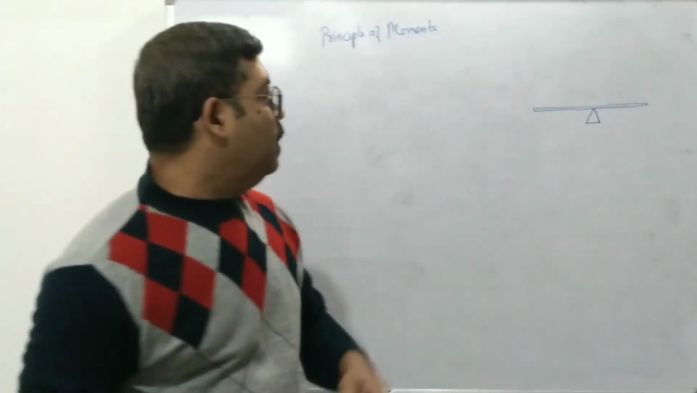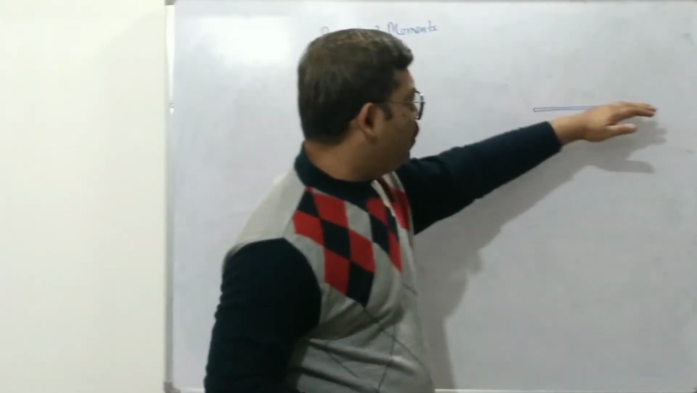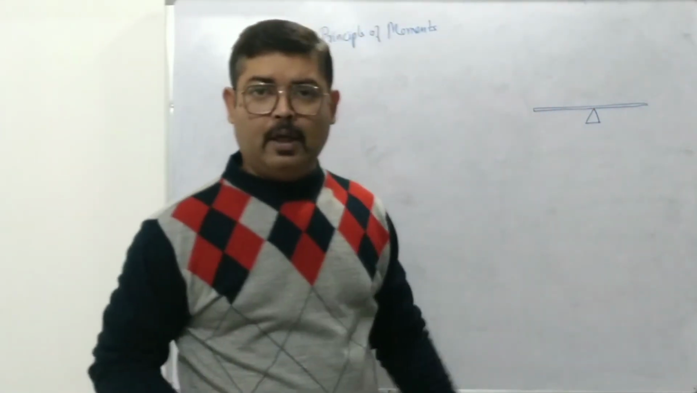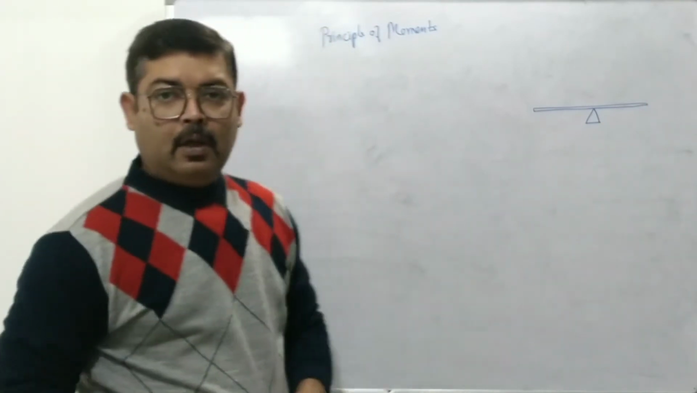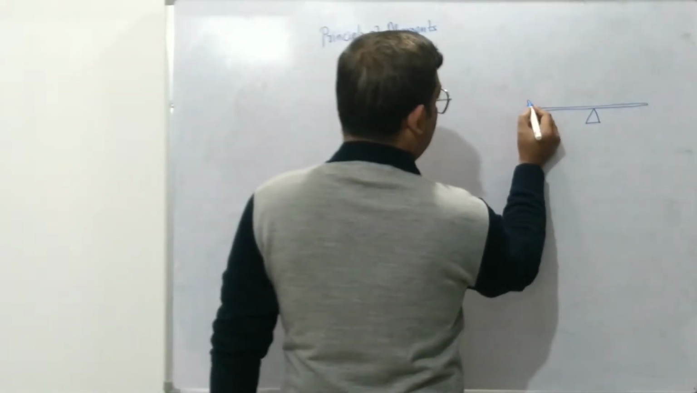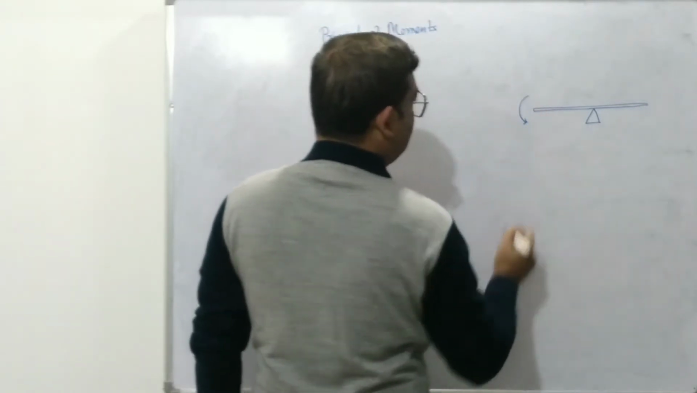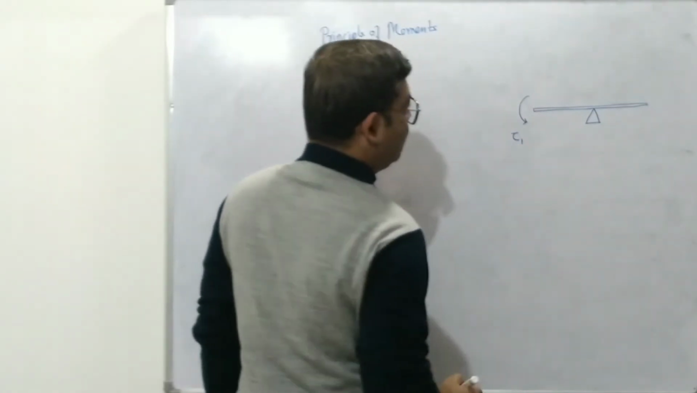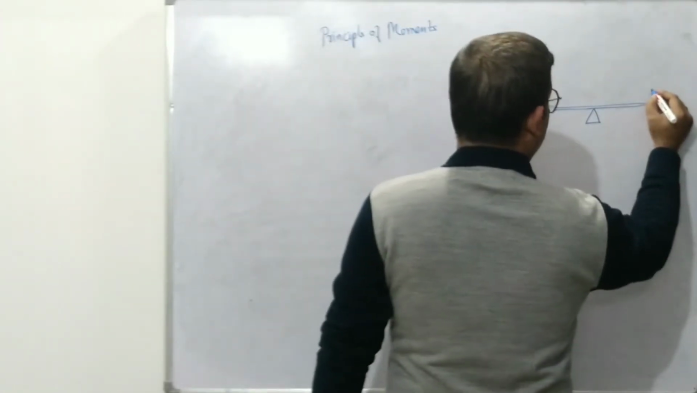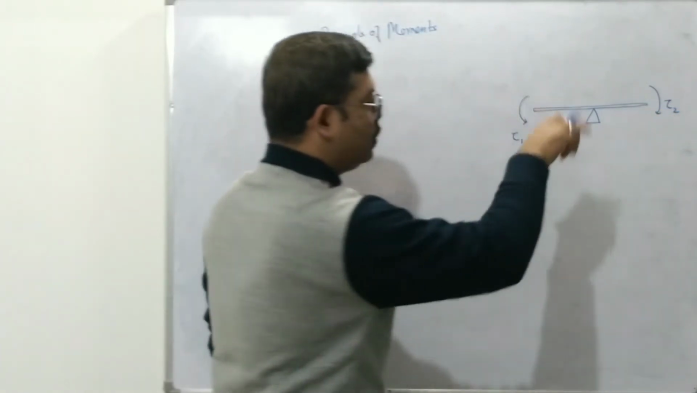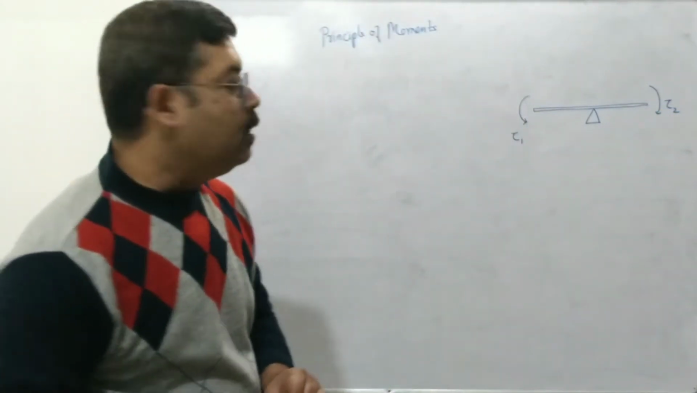Okay, alright. Now let us consider we have a rigid body here which is free to rotate about this particular point on top of a fulcrum. Now let us say there is a torque here which is trying to rotate this in the counterclockwise direction on the left hand side. Let's call this tau 1. And another torque here, tau 2, which tends to rotate it in the clockwise direction.